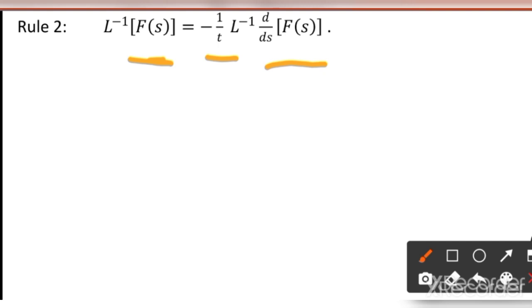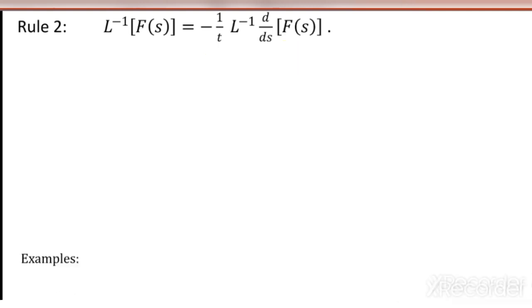So this is a second result or rule which we have adopted from the previous Laplace transform of t into f of t. The same, we have reversed the process. So it gives L inverse of f of s is equal to L inverse of f dash of s, just differentiate it and multiply by minus 1 over t. Remember this. So when can we use this? Whenever a function is of a type logarithmic or inverse trigonometric.